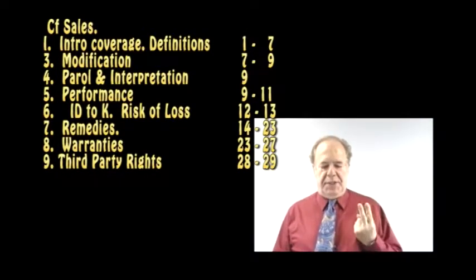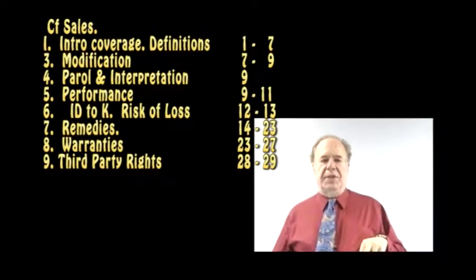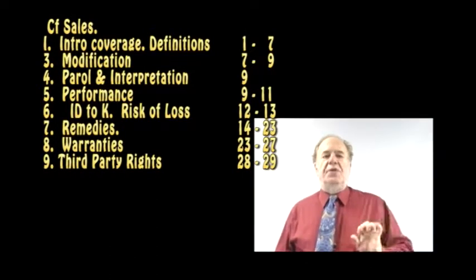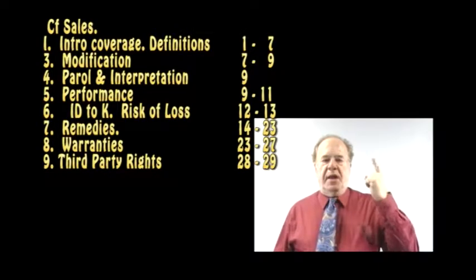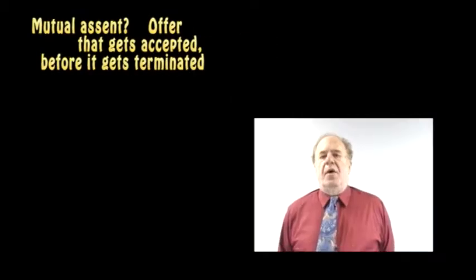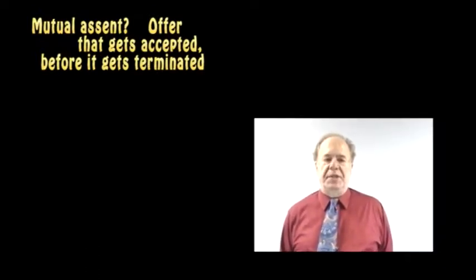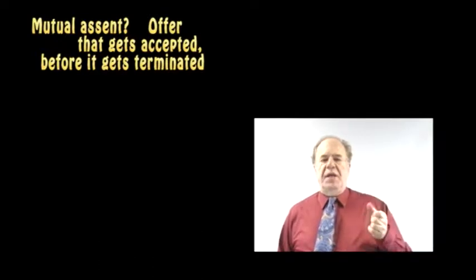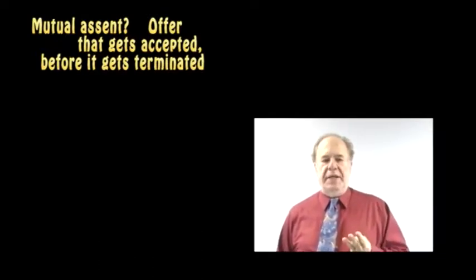Mutual assent plus consideration or some substitute for consideration, and no defenses. Three things we have to think about: assent, consideration or a substitute, defenses. On assent, one might summarize it in a simple sentence. You have mutual assent when an offer gets accepted before it gets terminated.